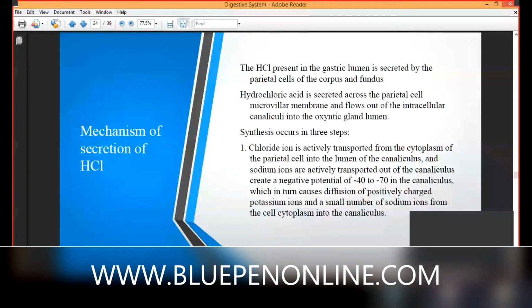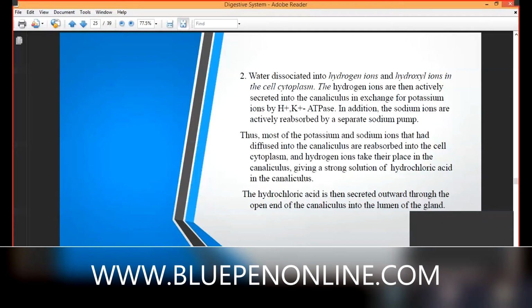The chloride ion is actively transported from the cytoplasm of the parietal cell into the lumen. Then the water inside the cell dissociates into H plus and OH minus ions. H plus ions are secreted into the canaliculi in exchange for potassium ions by H plus K plus ATPase. In addition, sodium ions are also reabsorbed from the lumen into the cell.